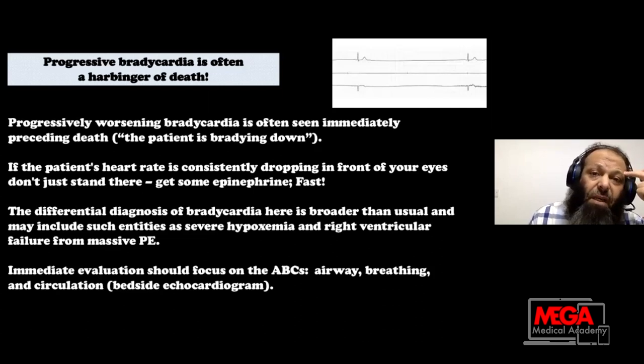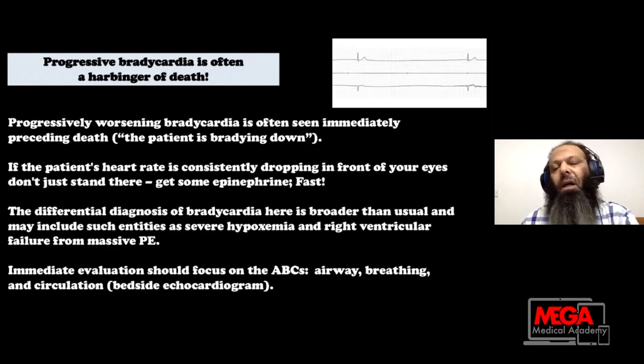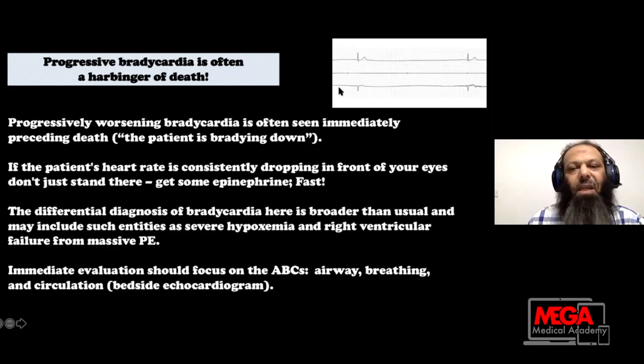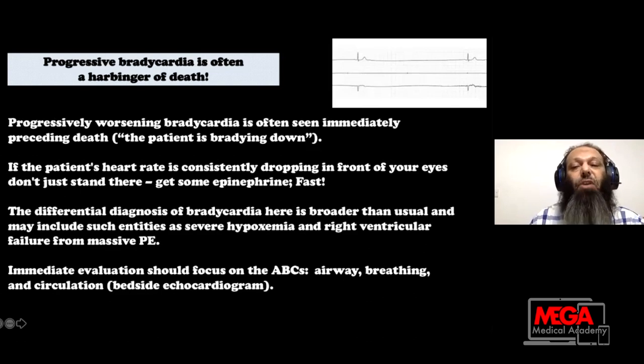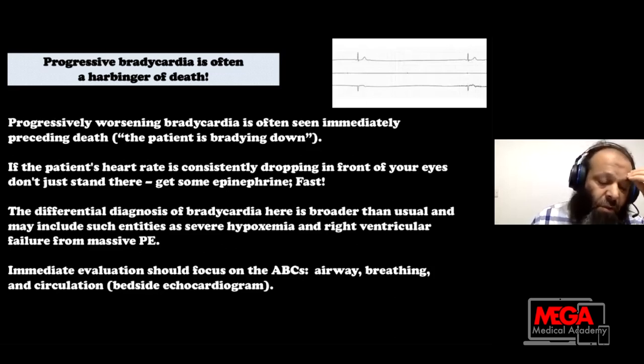So for bradycardia, when you have severe or progressive bradycardia, sometimes it's a harbinger of death. What does it mean? It's a red flag, we call it peri-arrest bradycardia. For example, for this tracing, I have a patient who was having chest pain, then started to be diaphoretic and hypotensive. Then one of the residents started to give him some atropine. Despite the atropine, the patient continued to have this severe peri-arrest bradycardia. So progressively worsening bradycardia is often seen immediately preceding this. We call it a breaking down or dying rhythm, imminent death, or peri-arrest rhythm.